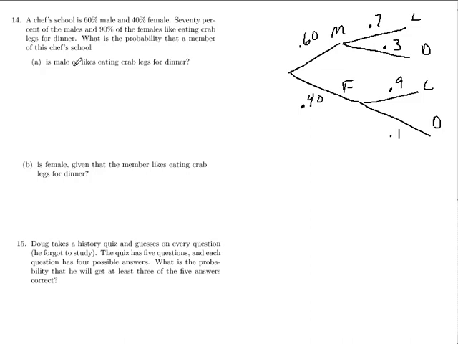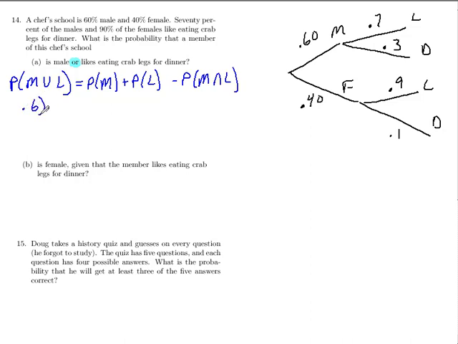Now this problem asks us, is male or likes eating crab legs for dinner? Well, we can do this with our union formula. So from our tree, probability of male is 0.6. Likes crab legs is every branch that ends in an L. Minus male and crab legs, that's this branch.